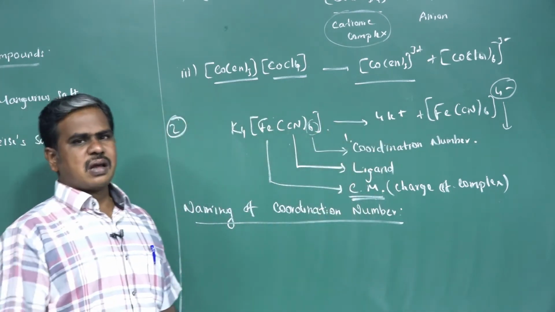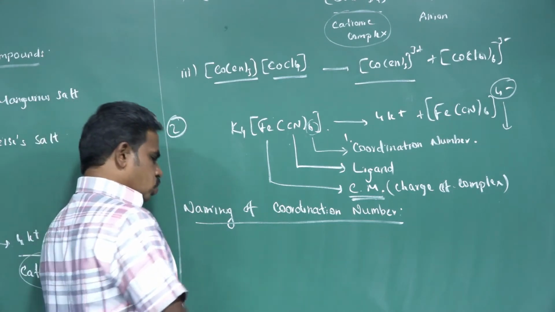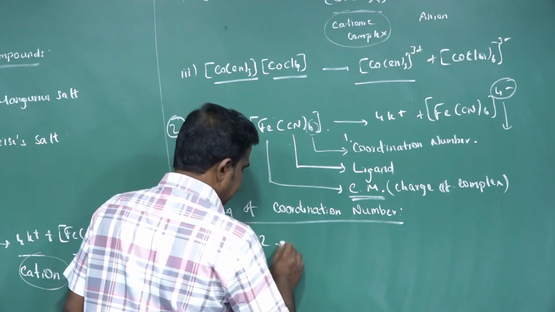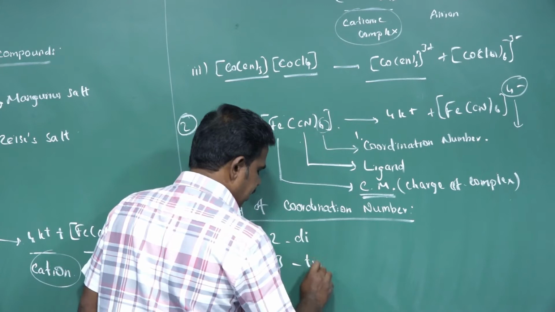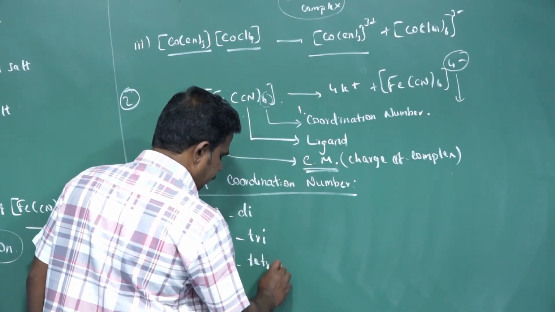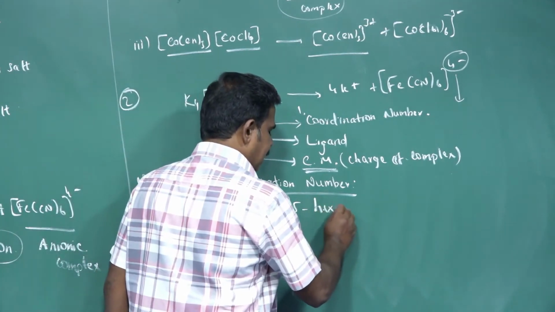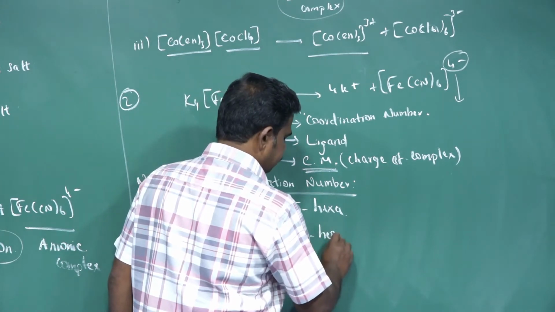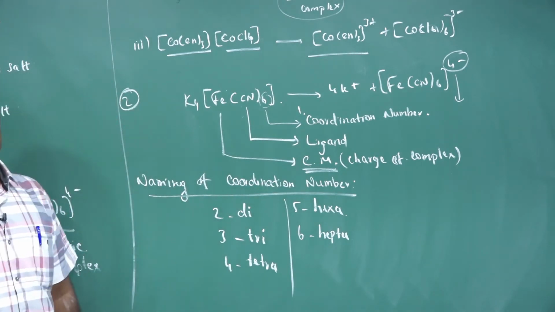If the coordination number is 1, it is mono. Then coordination number 2, we take di. And 3, then it is tri. 4, then it is tetra. Then 5, then it is penta. Then 6, then it is hexa. Likewise, we may name the coordination number.